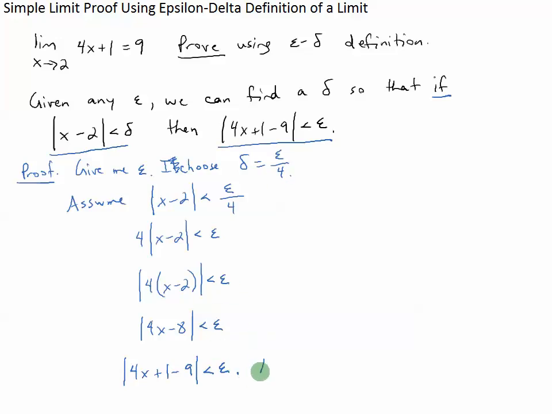So that's the end of the proof, and usually after you prove something you make this box and you fill it in to signify that your proof is done. It always feels good to write that. So there we go. We were given an epsilon. I know that for this particular limit, if you give me epsilon, all I have to do is choose my delta to be that epsilon divided by 4, and that will make sure that if x is that close to 2, then 4x plus 1 will be that close to 9.